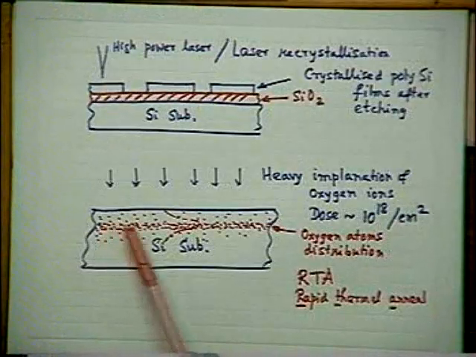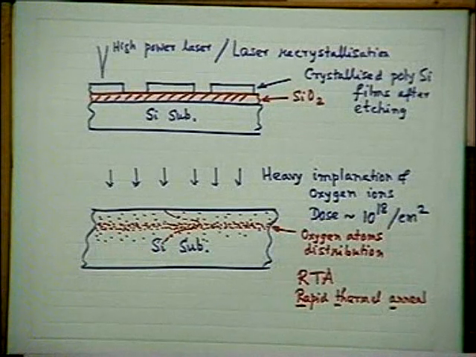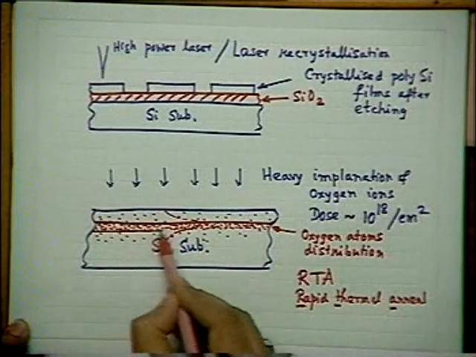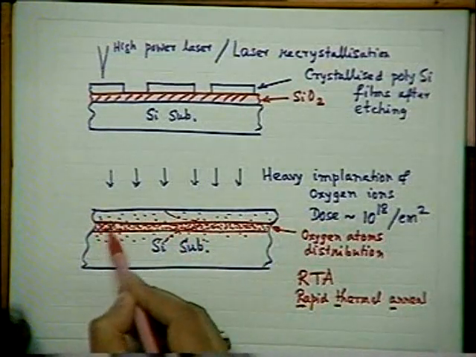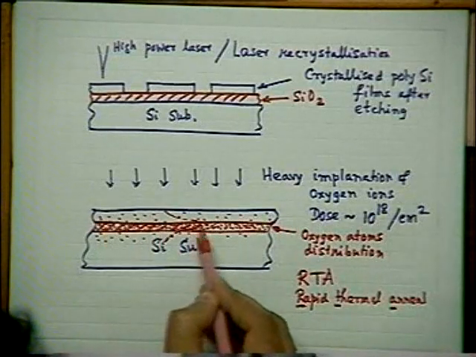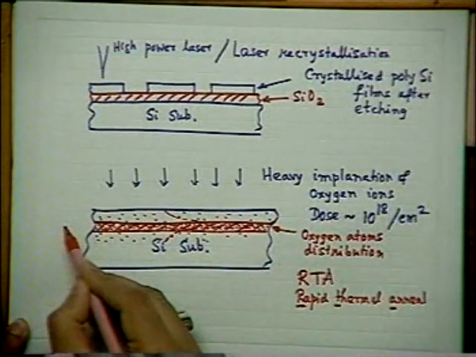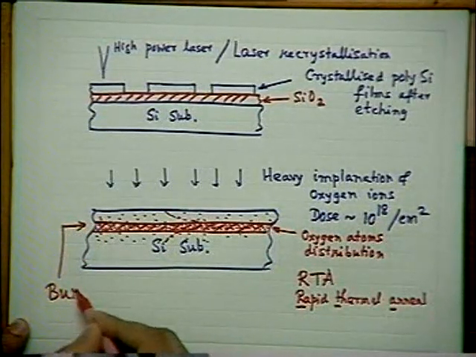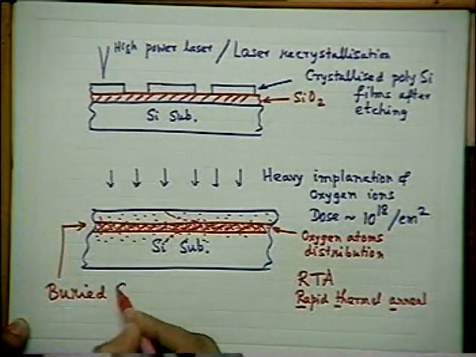And as a result, it can be shown that these oxygen ions can be bonded very nicely with silicon to form SiO2. So effectively, at the end of the process, when this is over, you get more or less a good quality silicon dioxide buried. This is what is called buried SiO2.